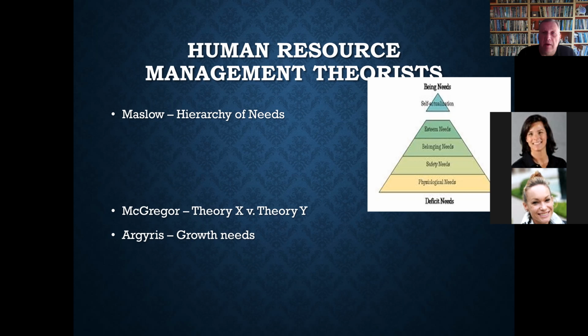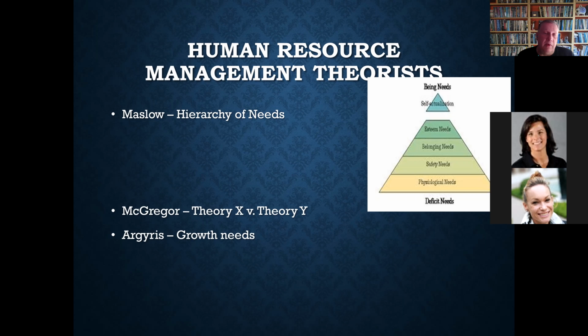For McGregor, a Theory X employee is kind of the vision of an employee under the classical organizational school. So people are lazy, people are not very intelligent, people are not creative, people don't seek out responsibility or accountability. They're kind of like what the classical authors thought they were. And those are what he calls Theory X employees.